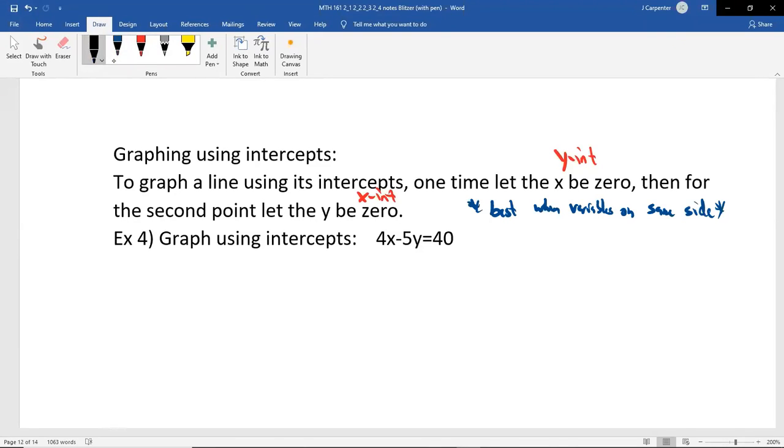So here's what I like to do. I start with a table of values where one time I let the x be 0 and one time I let the y be 0. That's how we graph using intercepts.